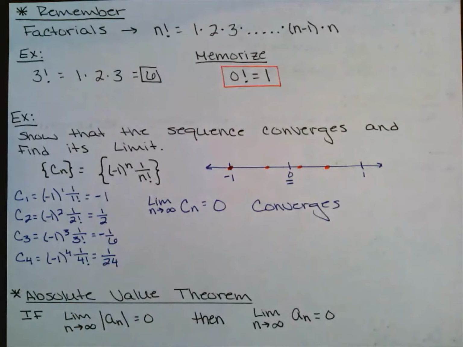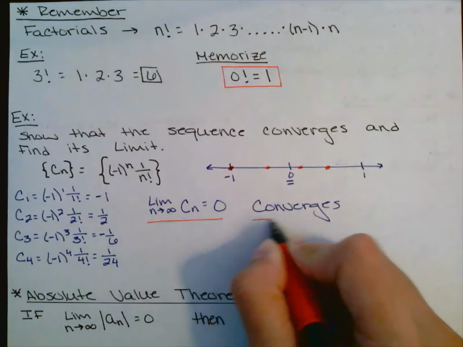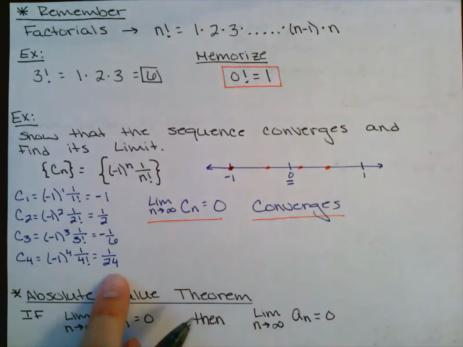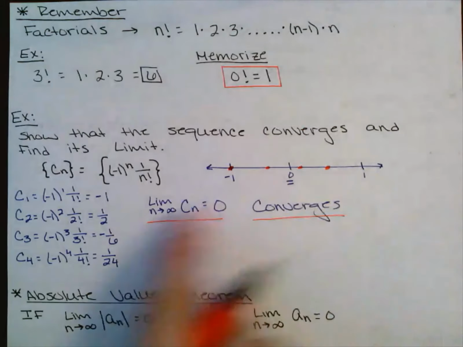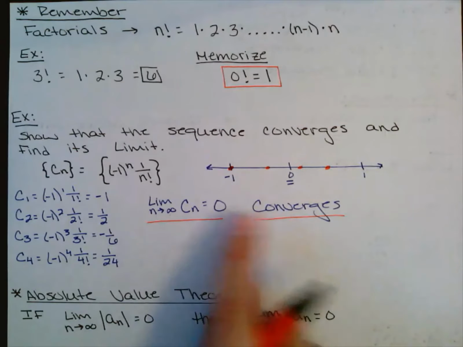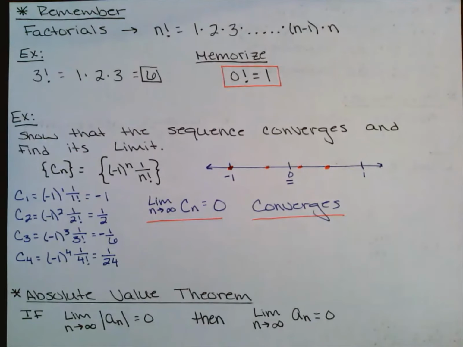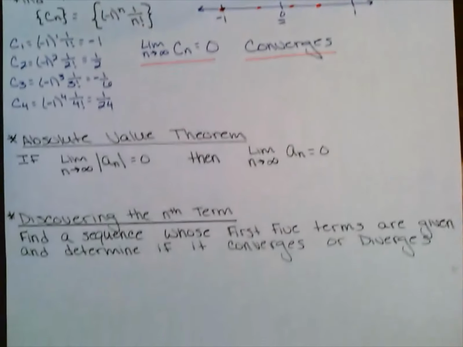So this is a really nice way, especially if you're taking the AP test on a free response question, to answer it, right? I showed my work. I even showed a visual here. The limit of c sub n goes to zero, and it converges at zero. All right, so another quick theorem.